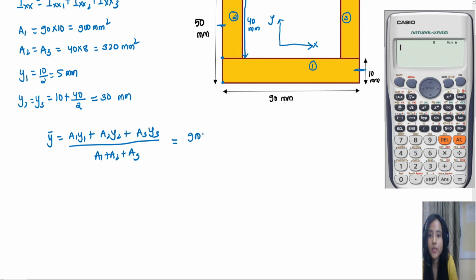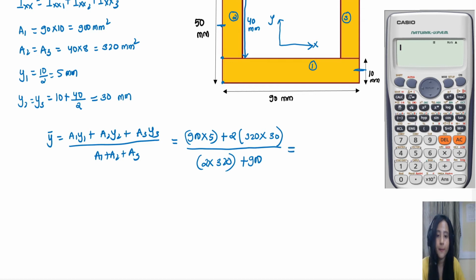A1 is 900 into y1 is 5, plus, since the value of a2, a3 and y2, y3 is the same, I can multiply it twice. 2 into a2 is 320 and a3 is also 320, into 30, its distance, divided by 2 into the area 320 twice, right, plus a1 is 900. So how much do we get?